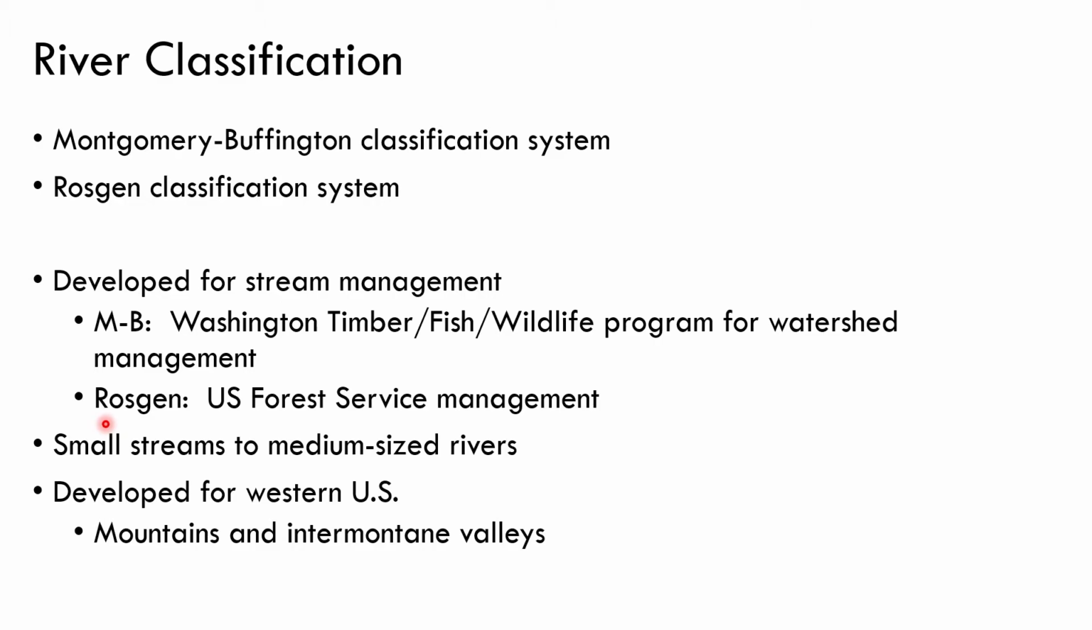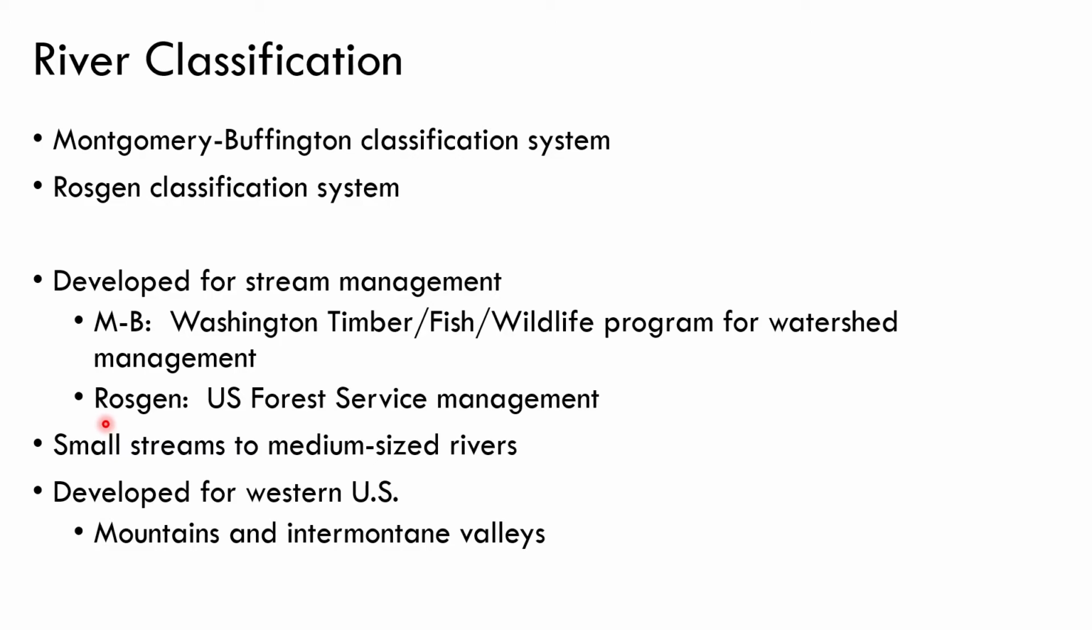So the Montgomery-Buffington was developed by the state of Washington, primarily for watershed management. And it was just, again, a way to come up with a way to describe rivers in common language, so that if we go out to different parts of Washington, when I say this is a riffle pool reach, and then we go to the southern part of the state, we can say that that's a riffle pool reach, and we know that they have similar process and similar mechanisms and similar landforms or bed forms. And so that was the main drive behind the Montgomery-Buffington classification system.